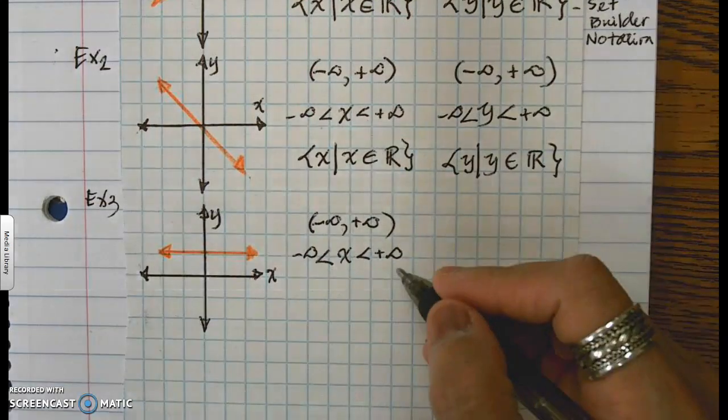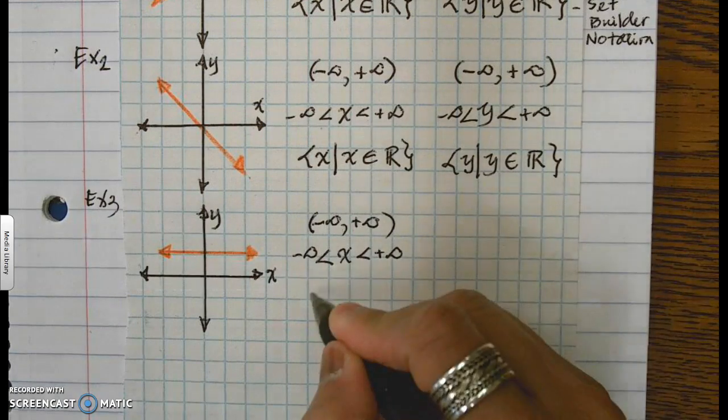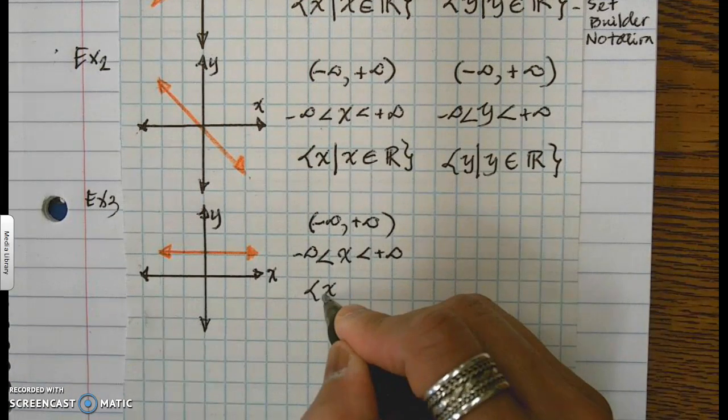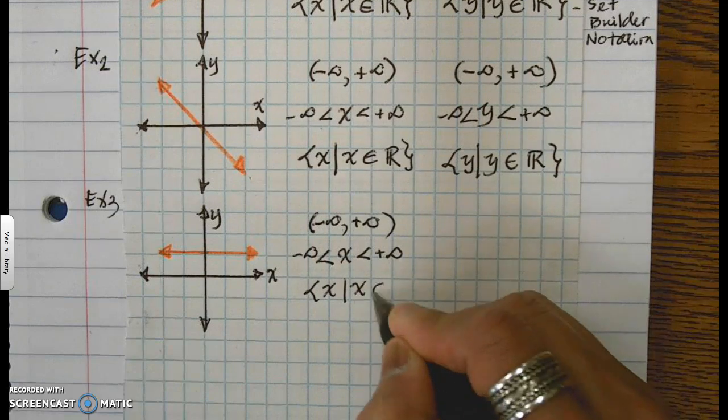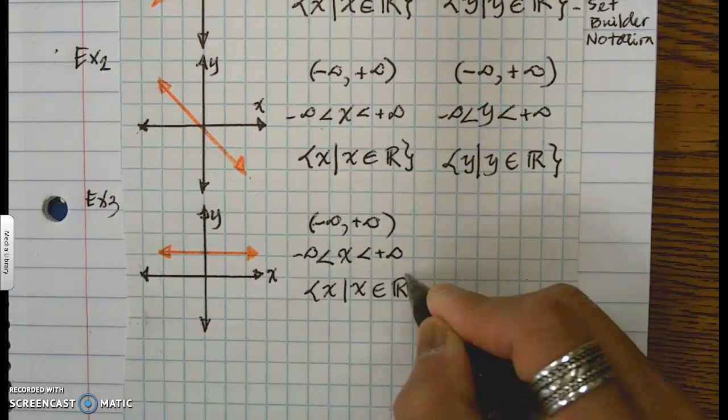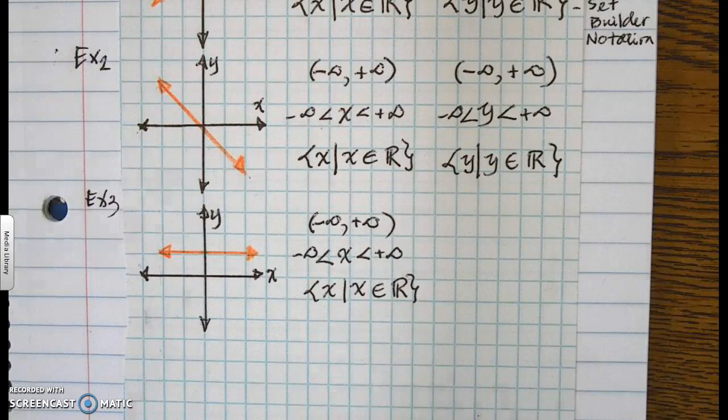Again, no equal sign because infinity is never going to be equal. In the set builder notation, this is going to be read as my domain are all the x values such that x is an element of all real numbers. Okay, interesting.